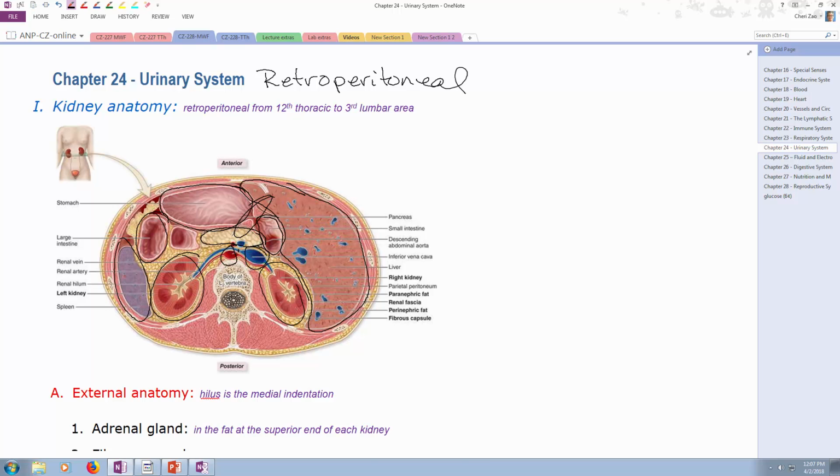And so that's why we have this little bit of difference here from the 12th thoracic to the 3rd lumbar vertebrae for that location. So obviously the right kidney's closer to the 3rd, correct? than the left, and the left is going to be closer to the 12th than the right. So we have some of those things just to keep in mind.